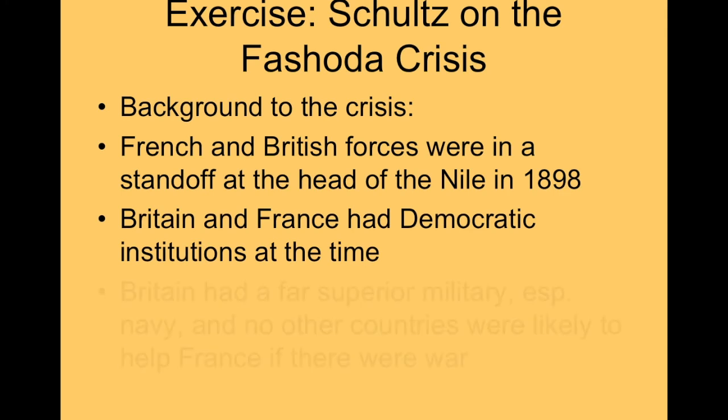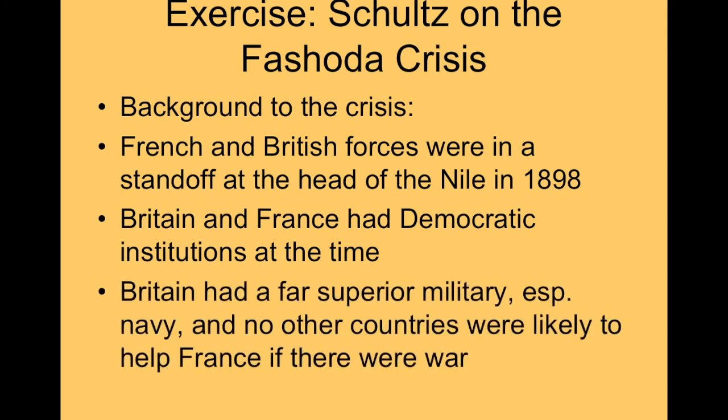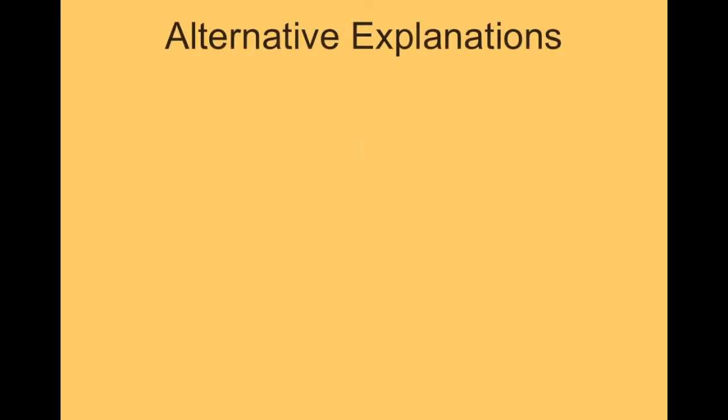Now, at the time, both France and Britain had democratic institutions. And also at the time, it was generally agreed that Britain had a far superior military, especially its navy. And it was generally understood that if France and Britain got into a war over the Fashoda territory, nobody would be coming to help out France. So let's just posit these as generally understood, not disagreed upon background facts, okay? So the crisis ended without a war, but there are alternative explanations for that outcome.